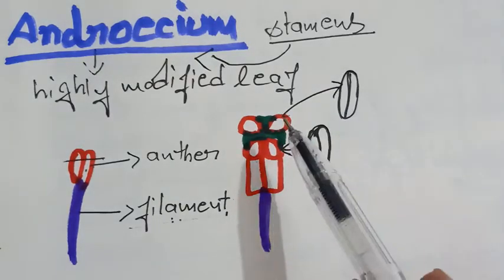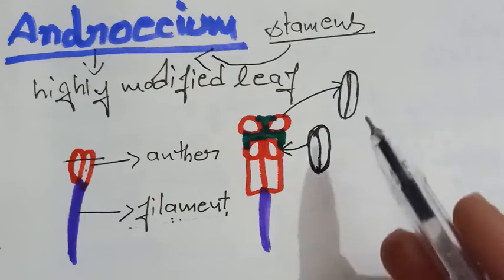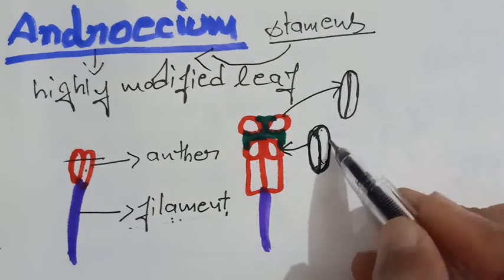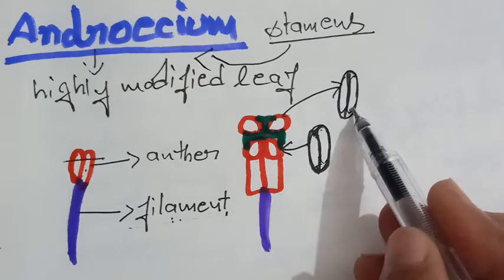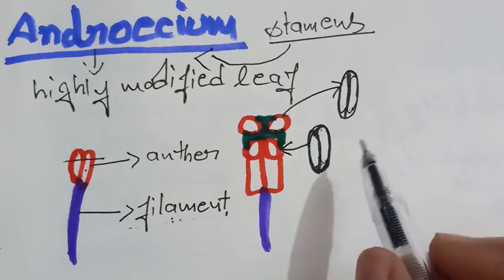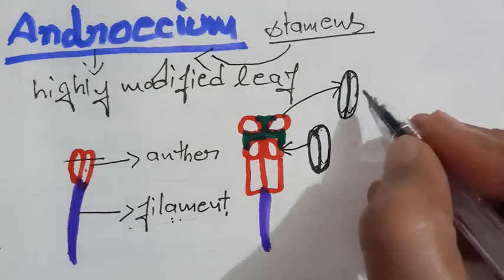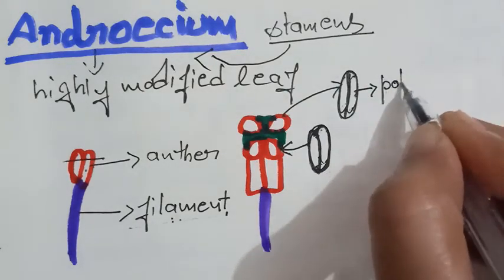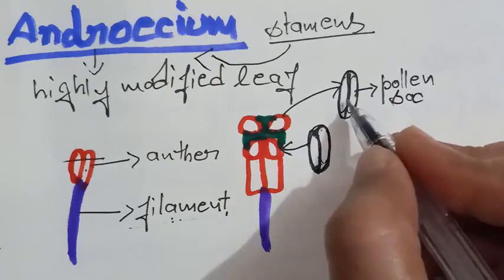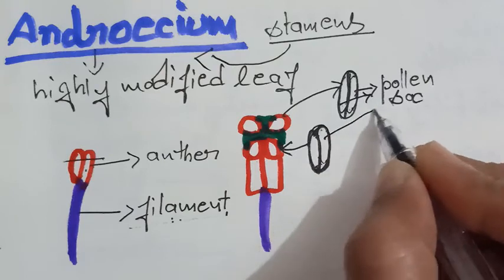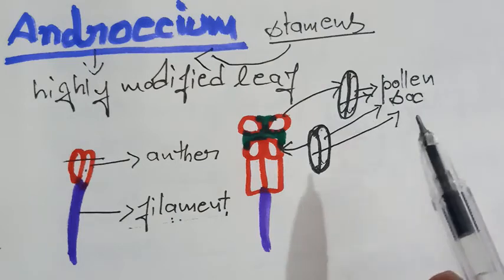So an anther is a bilobed structure, two lobes are there, and each lobe is differentiated into two chambers. Each lobe consists of two chambers, and these chambers are filled with pollen grains, and these chambers are known as pollen sacs. Each and every one, this one is also pollen sac, this one is also pollen sac. So pollen sacs consist of pollen grains.